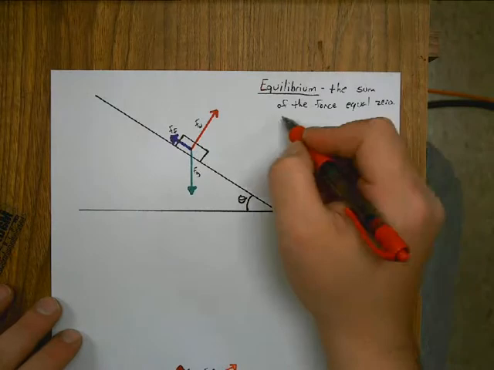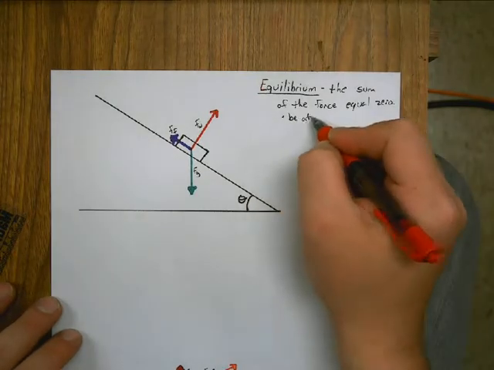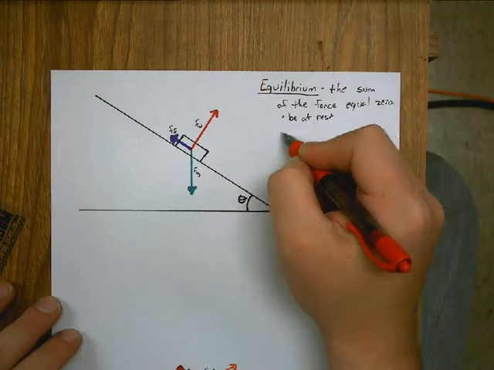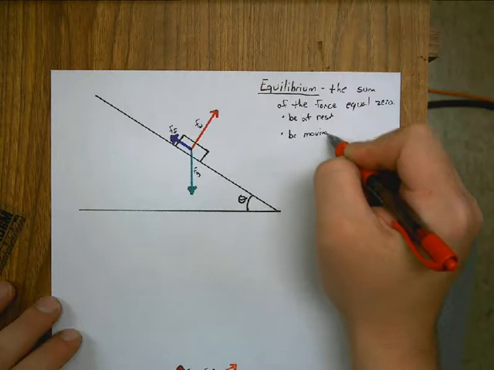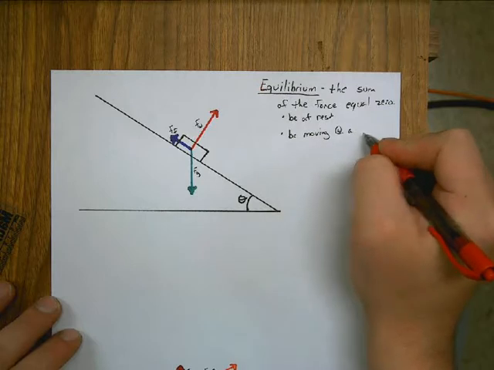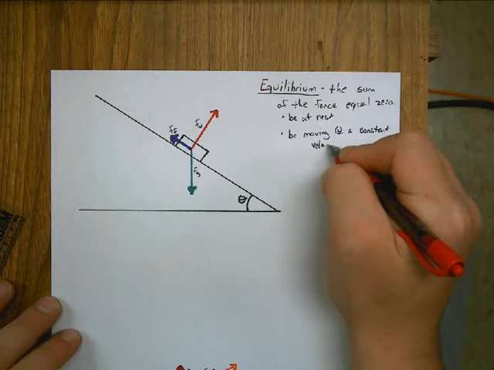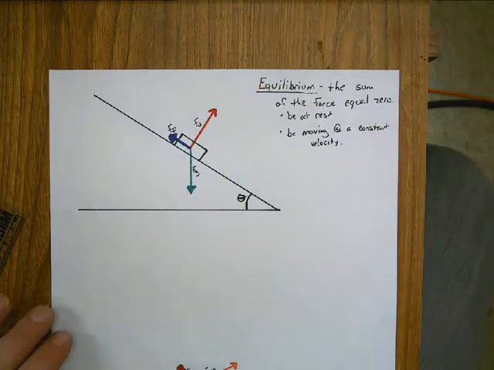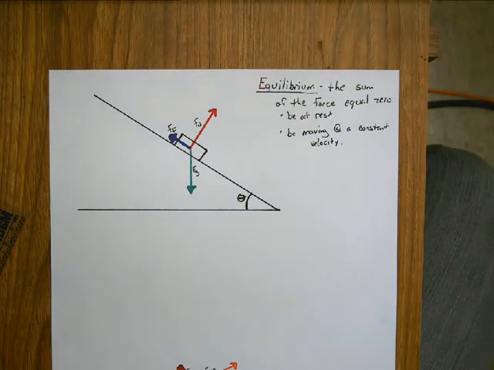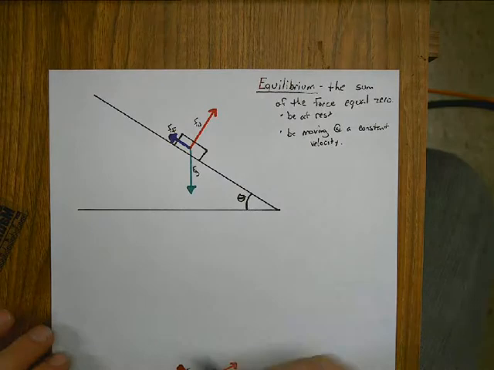Now, when an object is in equilibrium, it can be at rest, or it can be moving at a constant velocity. And by velocity, I mean both magnitude and direction. So it can be moving in one direction at a constant speed, and that's exactly what I mean. If it's turning or doing anything else, then it's not in equilibrium.